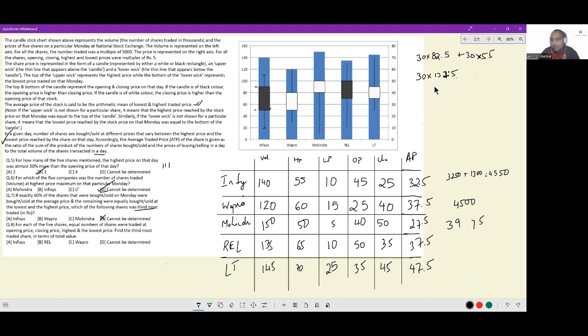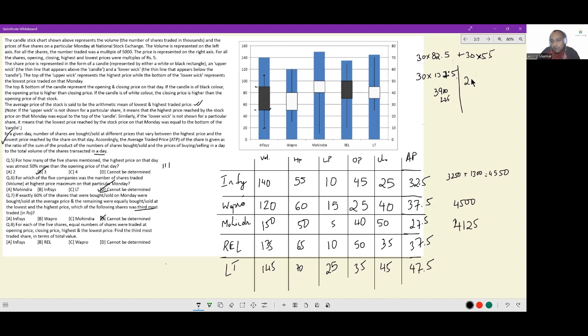So 1375 into 3. So 3900 plus 225. So 4125. This should be the answer. 4125. Of course, if I had a calculator, it would be easier to accomplish.